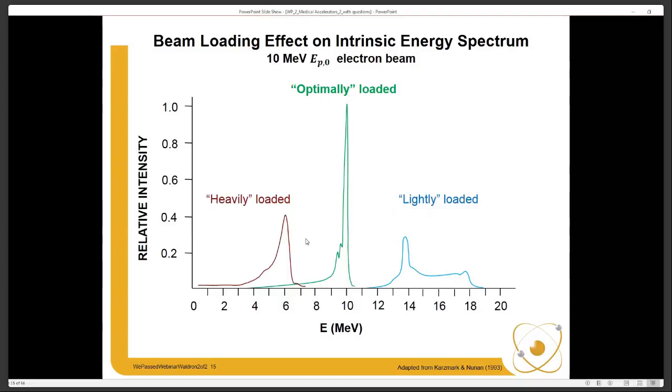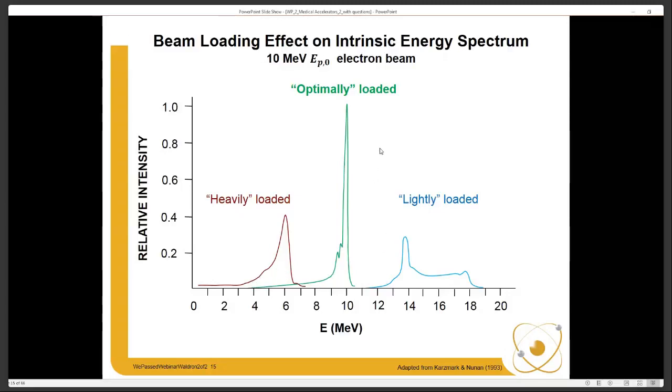If we load this beam heavily, we're going to get a spectrum that looks like this, and of course it's heavily loaded, so the energy is much lower. We still have a peak. The shape for the heavily loaded beam looks a lot more like the optimally loaded beam, but it is considerably lower. Again, it may be that we're looking at the same area under the curve, but I'm not sure about that.